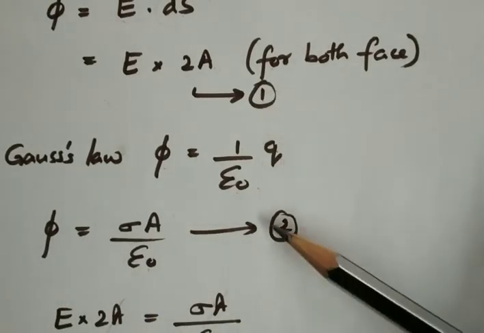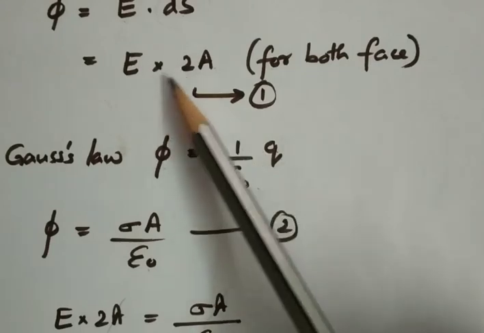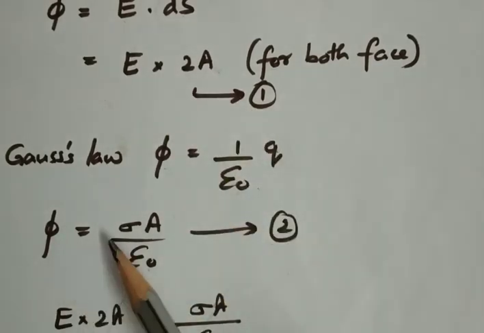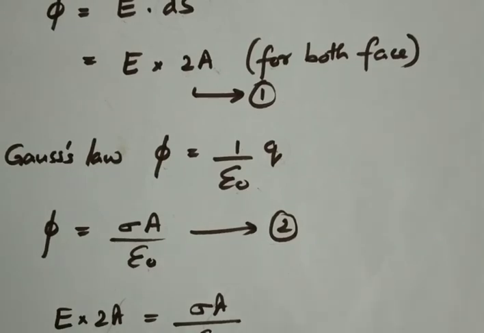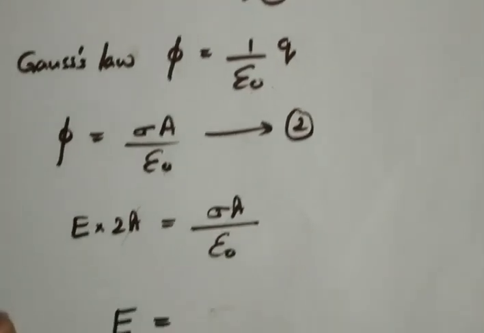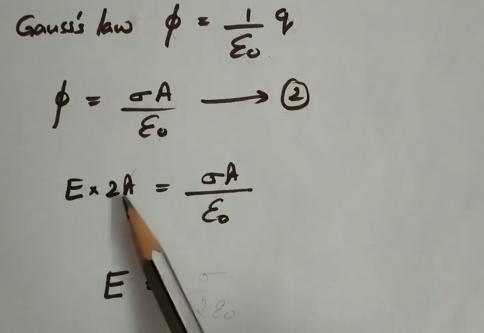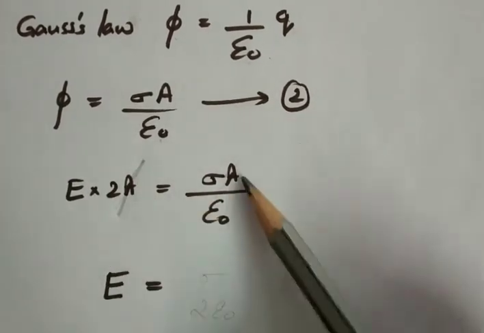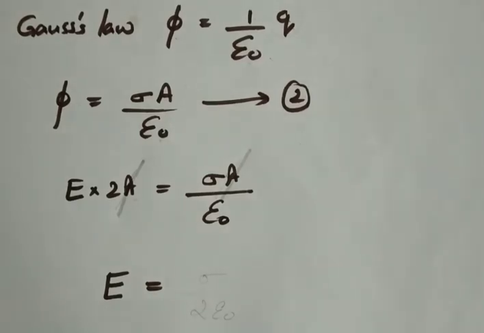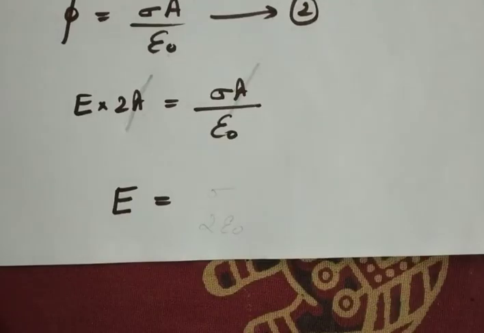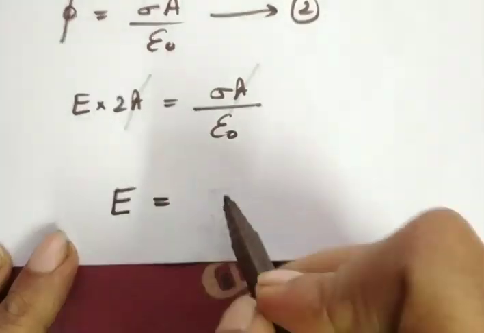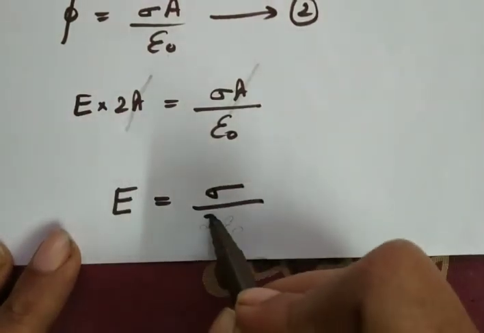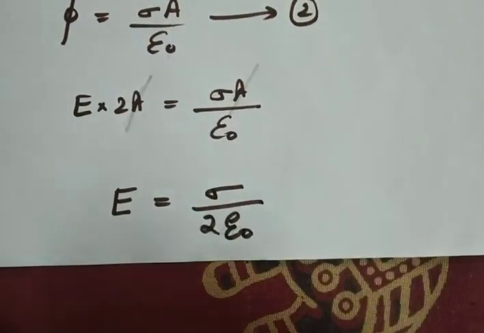So we have got two equations for phi. One is E into 2A. Second one is sigma A by epsilon 0. So let us equate the two. Equating the two, E into 2A is equal to sigma A by epsilon 0. As done earlier, A and A get cancelled on both sides and you get the formula E is equal to sigma by 2 epsilon 0. This is our required formula.